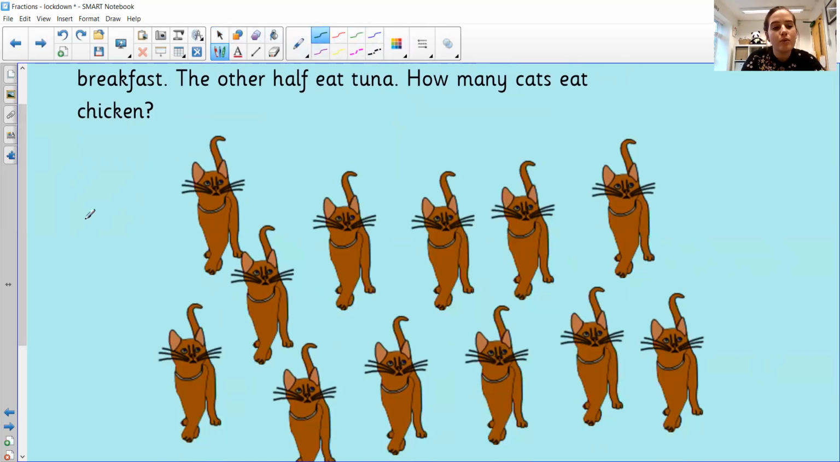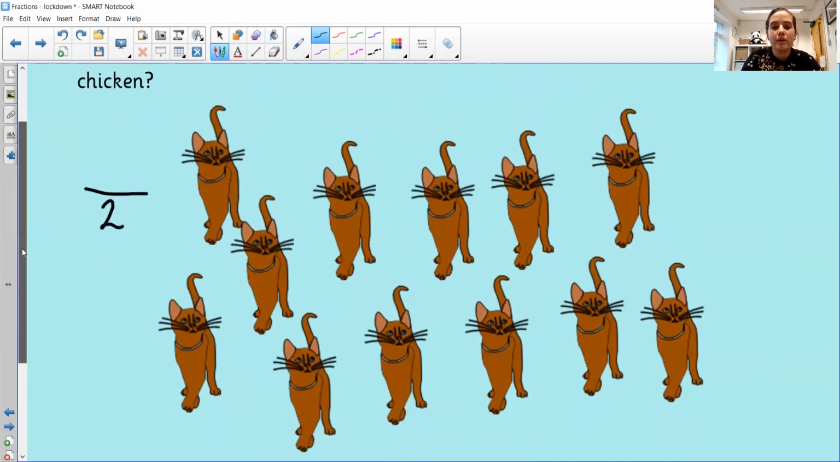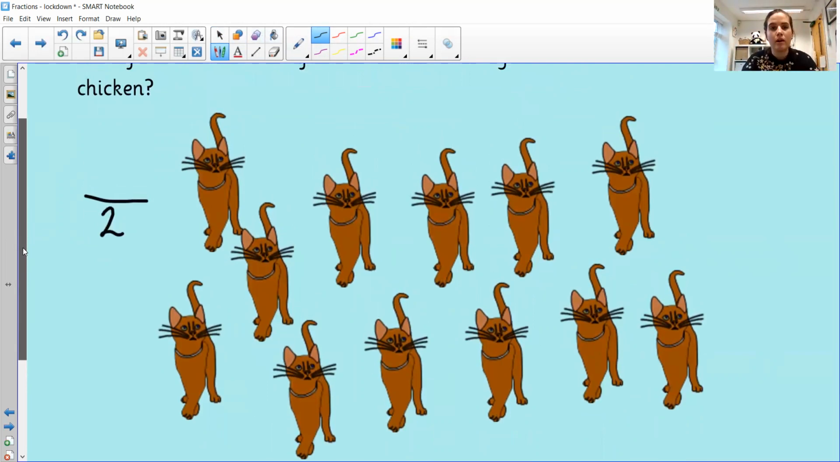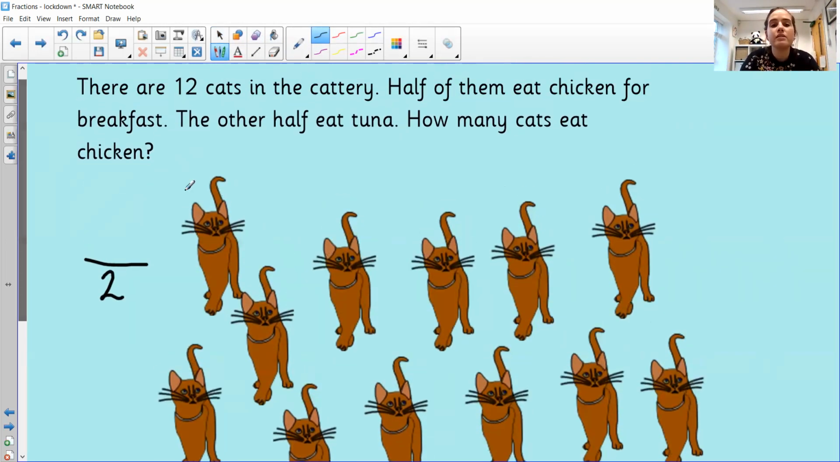Excellent. The whole, we have 2 parts. So I need to separate my cats into two parts first because I need to work out how many cats eat chicken. Half of them eat chicken for breakfast and the other half eat tuna.